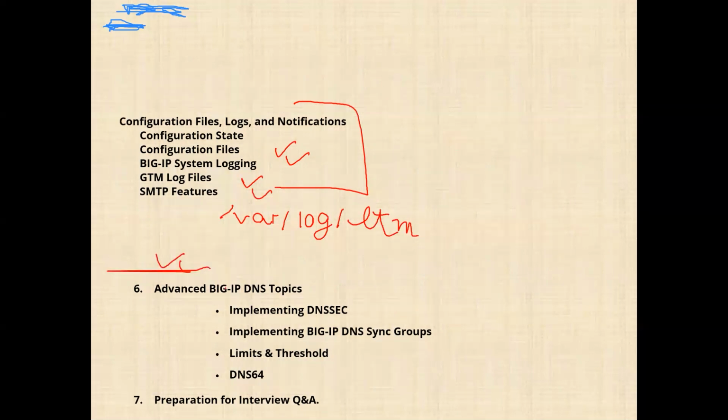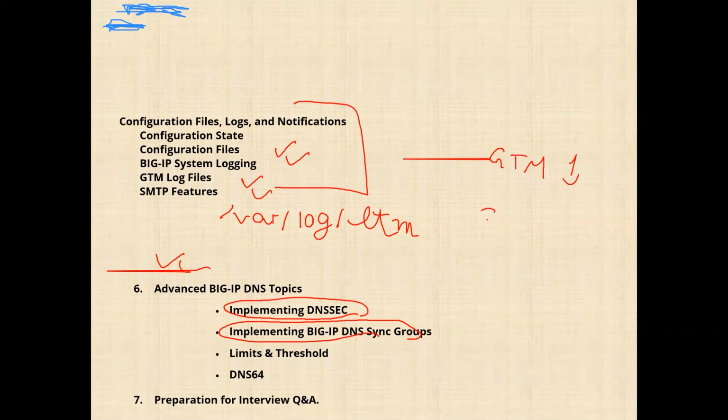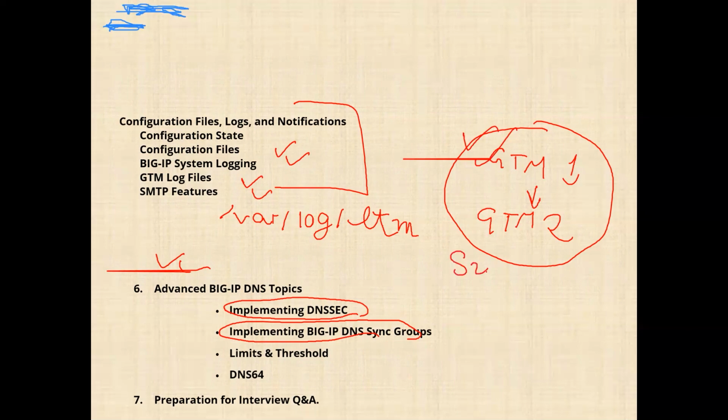After that, we will cover advanced DNS, like how to implement DNS security, how to implement a sync group, like how to integrate one GTM box, GTM1, with GTM2, how to integrate both the boxes together. So we will see what is a sync group in GTM. This is very important.